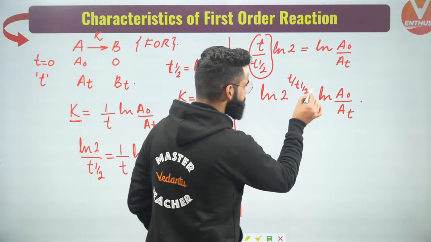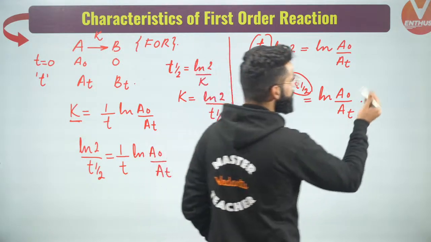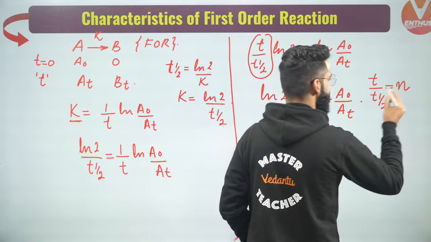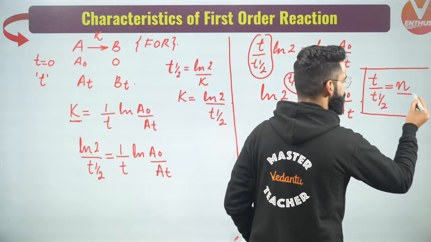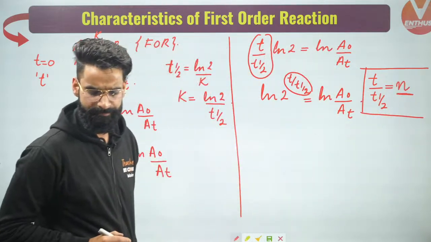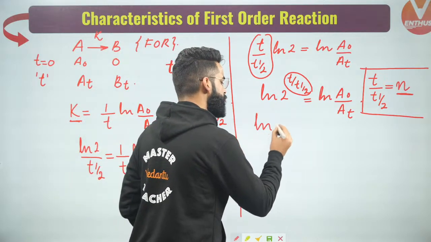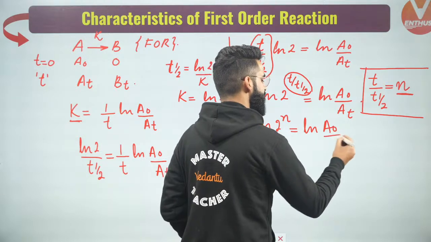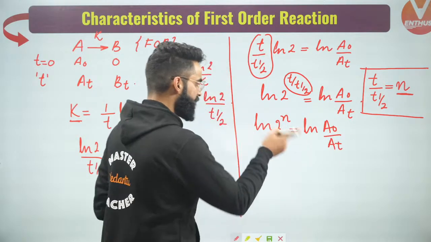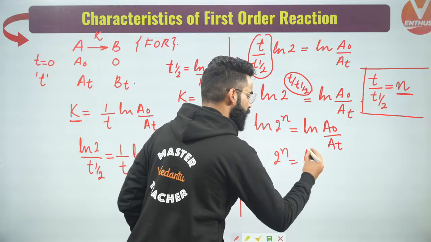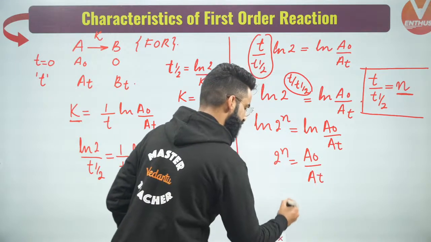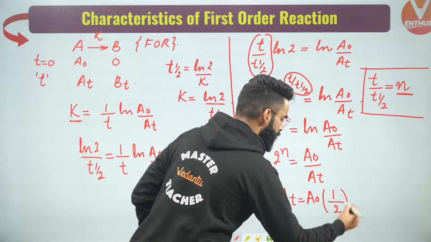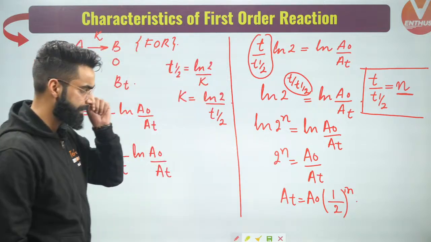Now people, this term t by t half, I'm representing it by n right here, where n stands for the number of half-lives. Now what is this n? You'll get the idea in some time, okay? So I can write it like this, ln of 2 to the power n, where n is the number of half-lives, is equal to ln of A naught divided by At, correct? Now it's going to be simply 2 to the power n is equal to A naught divided by At, or I can say something like this, At is equal to A naught multiplied by 1 divided by 2 raised to the power n. Yes, this is something which I can write.